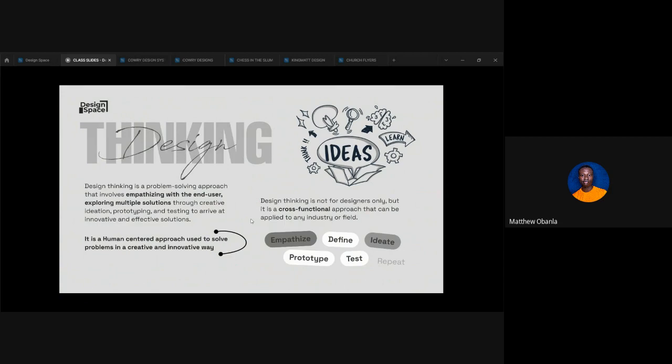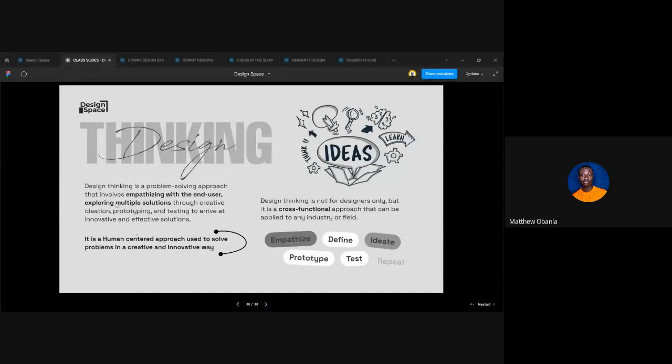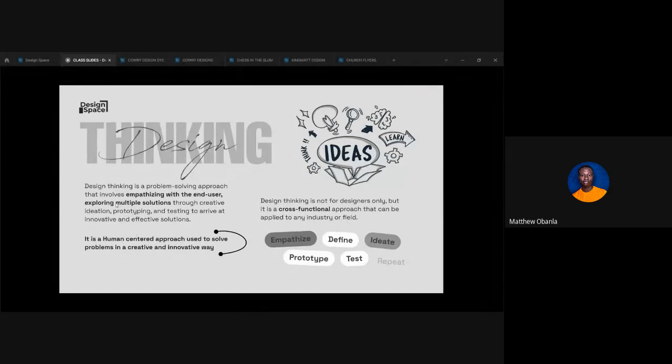So I state here that design thinking is a problem solving approach that involves empathizing with the end user, exploring multiple solutions through creative ideation, prototyping and testing to arrive at innovative and effective solutions. There's something I wanted to note about this definition. When I say design thinking, it's an approach to problem solving.